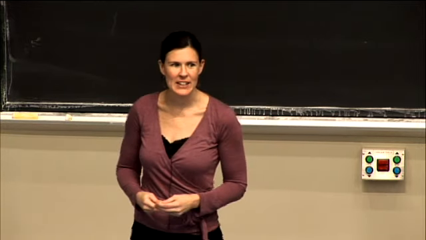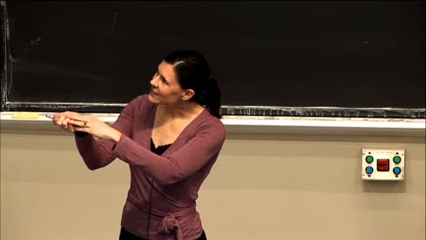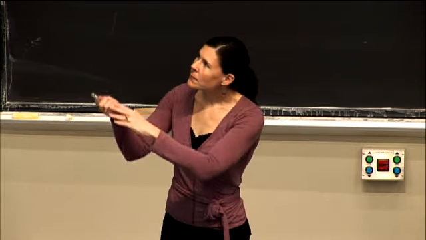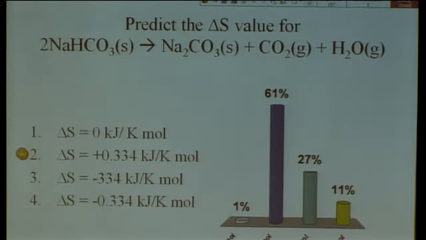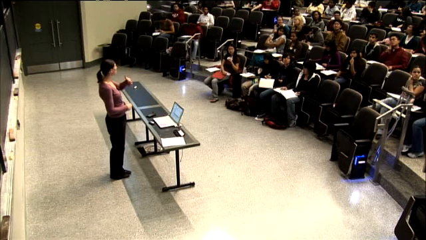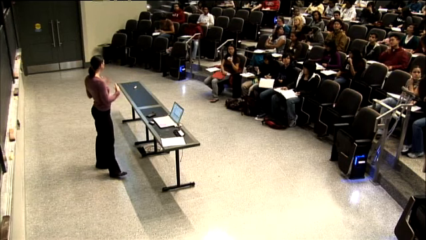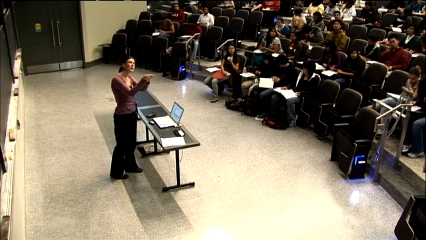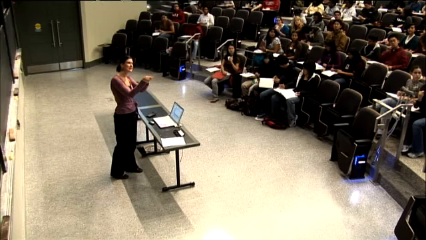So let's take a look at why this is the correct answer, that it should be plus 0.334. If we're going from 2 moles of solid to 1 mole of solid plus 2 moles of gas, are we increasing or decreasing the disorder? We're increasing the disorder. If we're getting to a more disordered state, then we're going to have a positive change in entropy. We're going to increase the disorder. The only one with a positive delta S is this choice here.